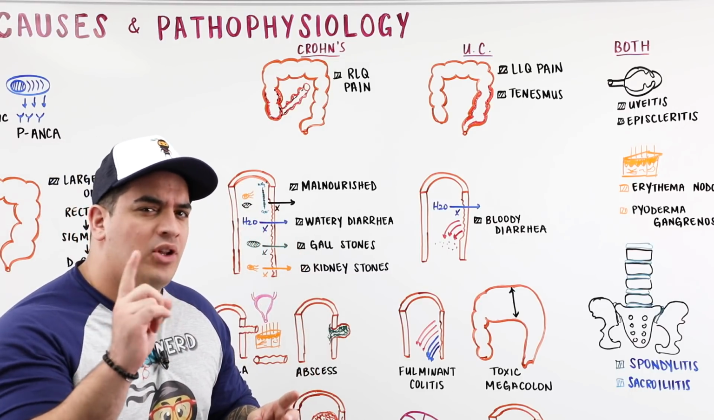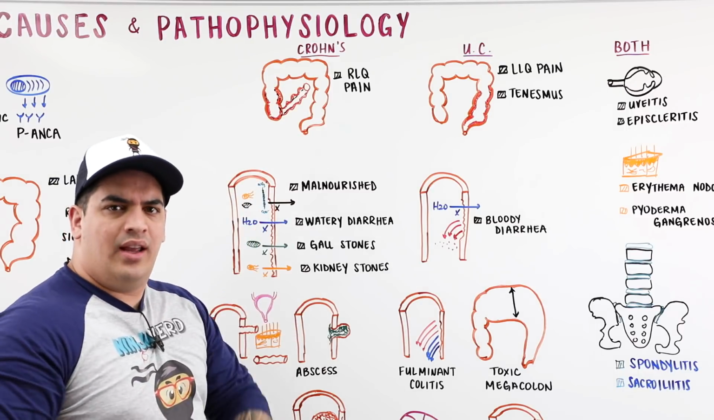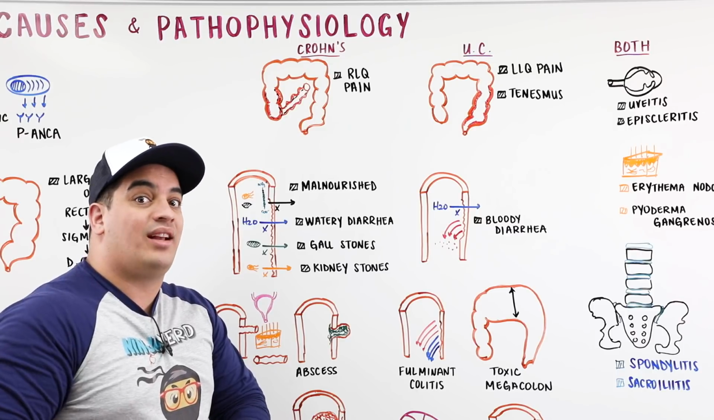But again, where's the most common location that I told you? The ileum and the right side of the colon. So ileum and the right side of the colon, obviously the cecum and just the beginning parts of the ascending colon, where's that pain going to be most likely located?